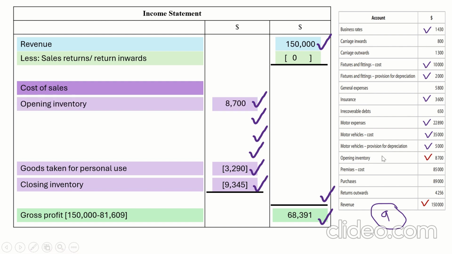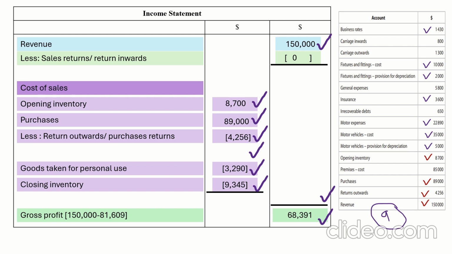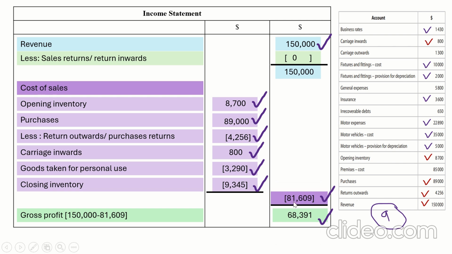Opening inventory 8,700. Purchases 89,000. Return outwards or purchases returns 4,256. And carriage inwards 800. Now let's find the cost of sales, which should be 81,609. Now you find out your gross profit. From your net revenue, deduct cost of sales in order to get to gross profit, which is 68,391.